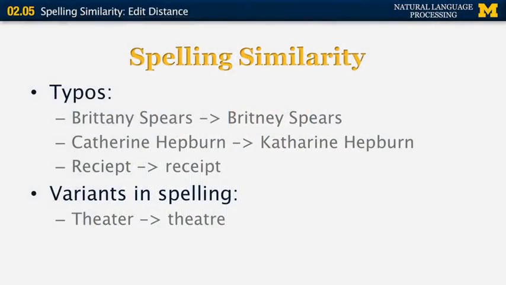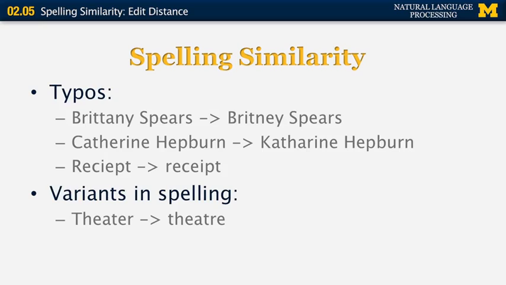So we recently talked about one type of text similarity, specifically the one that is computed after stemming the words. We're now going to look at a different kind of spelling similarity, the edit distance. So very often people make mistakes when they go to a search engine.